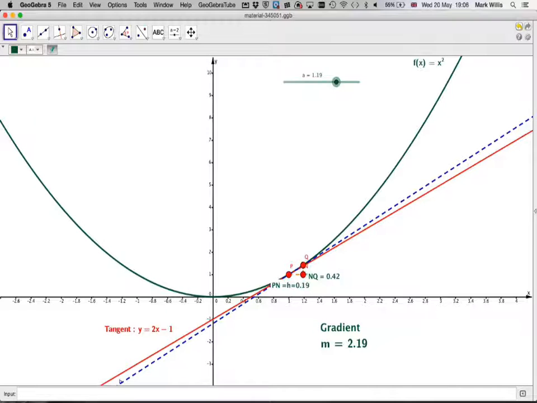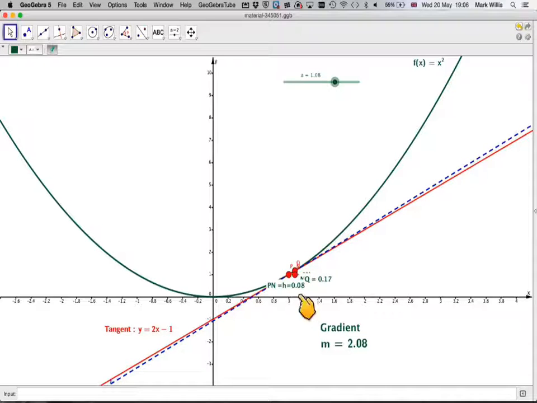Now I can move it a bit more slowly. And what I need to do is make the distance h, so h is very, very small now. It's 0.08, and you can see that the gradient, once we work it out, is 2.08. And I can move it closer and closer, until it's virtually on the point. Actually, I've gone past the point. Okay, that's very, very close. It's 0.1.